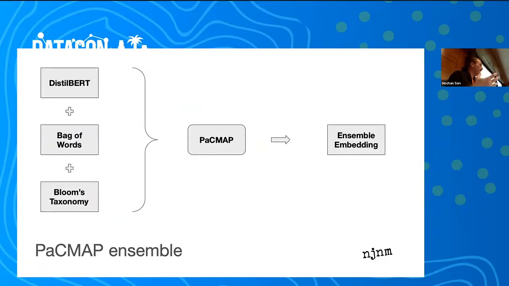And so this leads to what I call a PacMap ensemble, I guess. We're going to take the DistilBERT embedding, we're going to take bag of words and a topic model, so good old NLP. And then we'll take the Bloom's taxonomy, which is implemented in like a 60-line regex. We'll plug all of them straight into PacMap, and then that reduction I'm calling an ensemble embedding because it's 3 different models that have been distilled into a single fit.